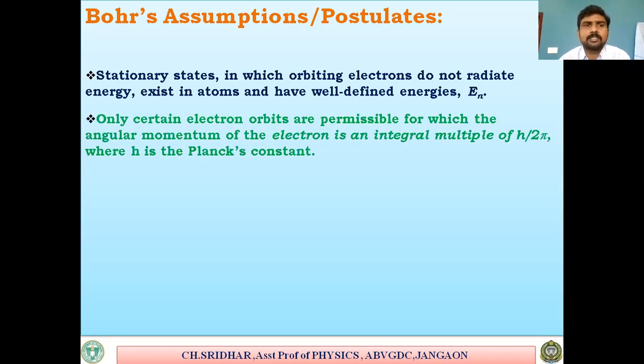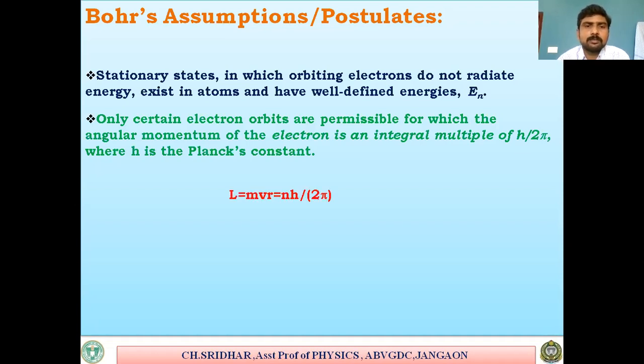And the second one is, not all the circular orbits are possible. Rather, only certain electron orbits are permissible, for which the angular momentum of the electron is an integral multiple of h by 2 pi, where h is Planck's constant. So not all the circular orbits are permitted, but only those for which the angular momentum is an integral multiple of h by 2 pi.